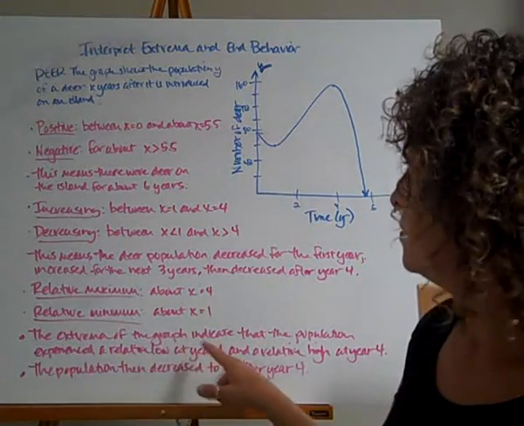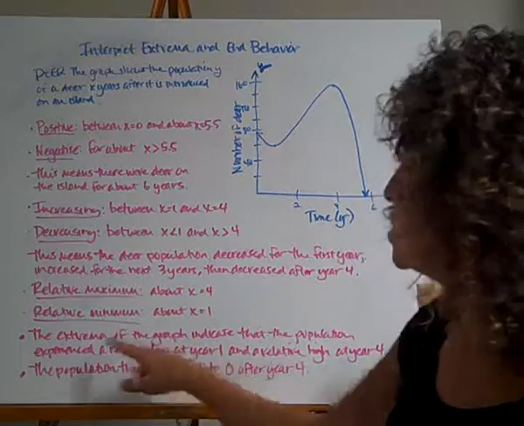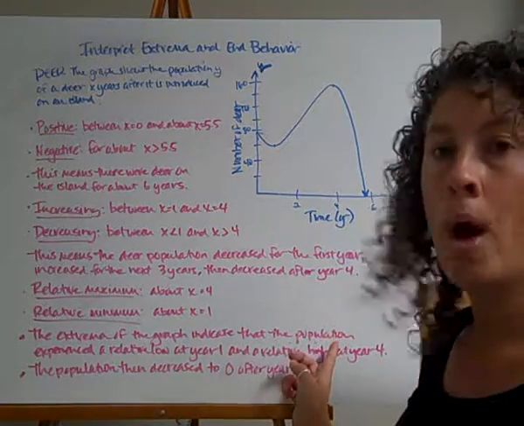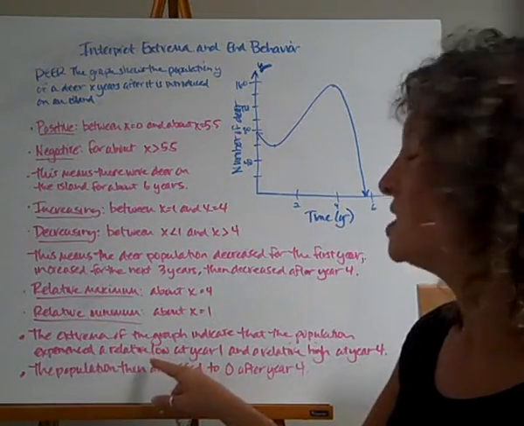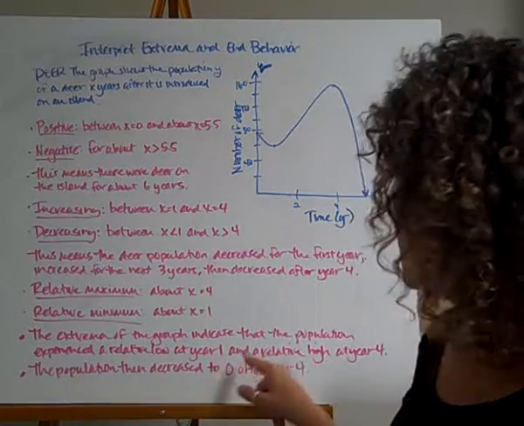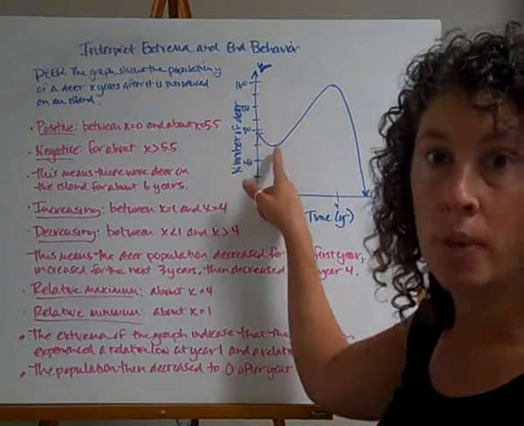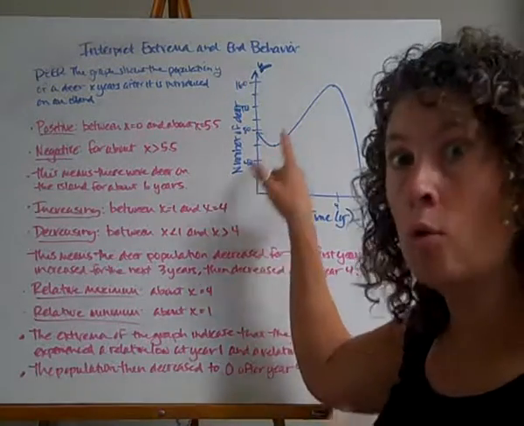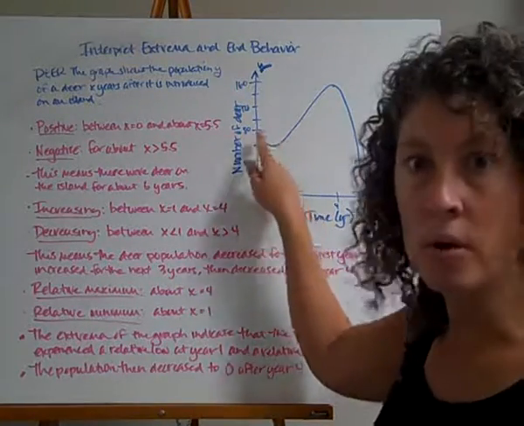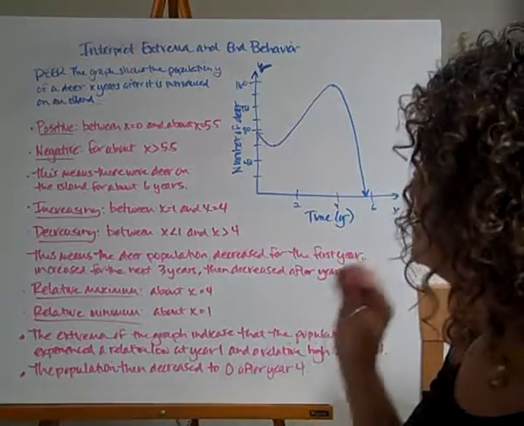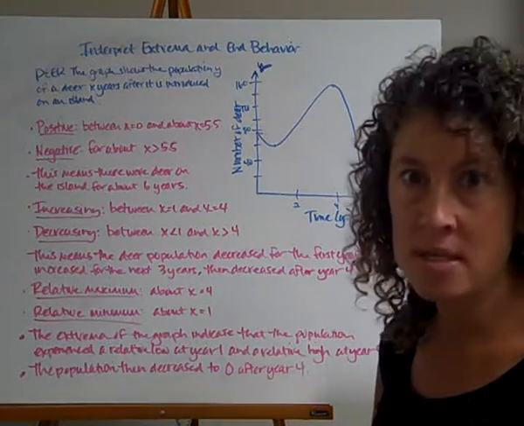Let's interpret that. The extrema of the graph, these are the extremes, indicate that the population experienced a relative low at year 1 and a relative high at year 4. Now clearly this is not the lowest the population experienced ever, but relatively at that time it was experiencing a low. And the last piece we're going to talk about is the end behavior.